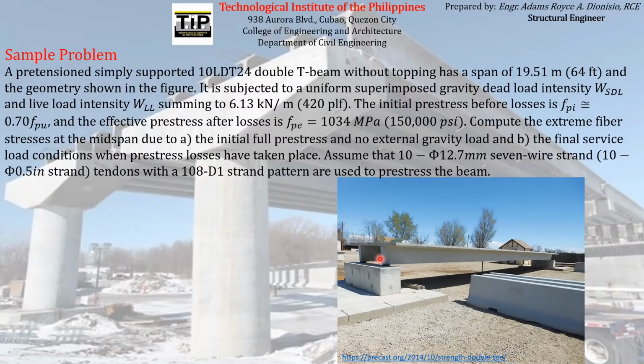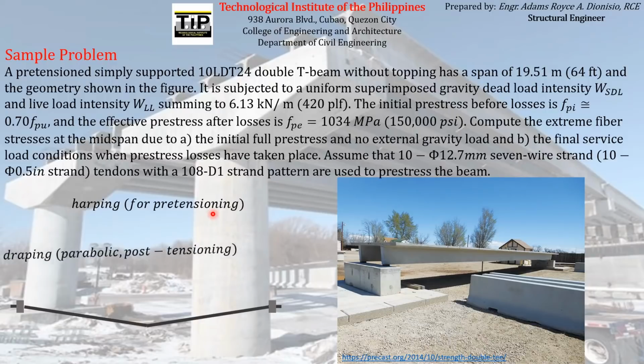If you look at the tendon profile of this particular pretension simply supported 10 LDT 24, actually it has a profile that looks like this. So this type of tendon profile or pre-stressing reinforcement profile is what we call a harp tendon or harping, which is usually used for pretensioning.